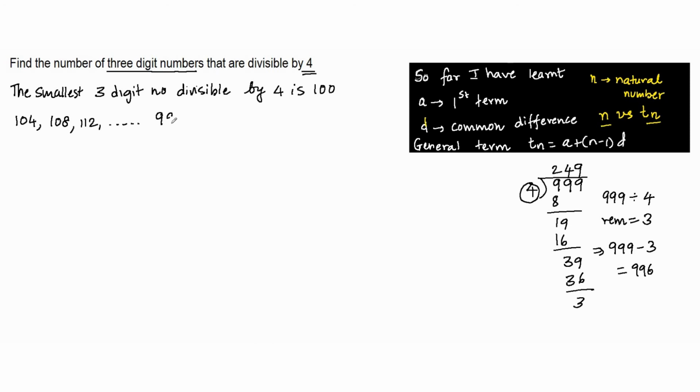So 996 is going to be the last term of this particular sequence. 100 is the first term. So maybe I should include 100 as well in this particular sequence of numbers.